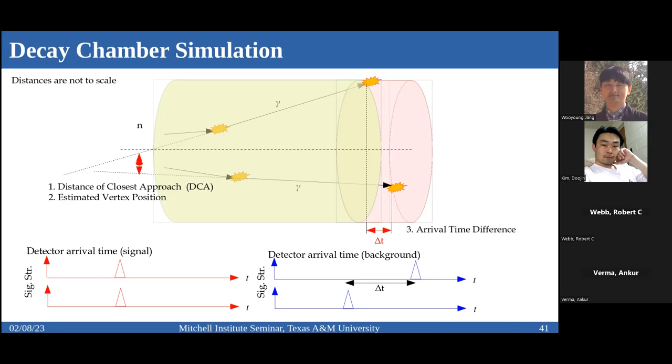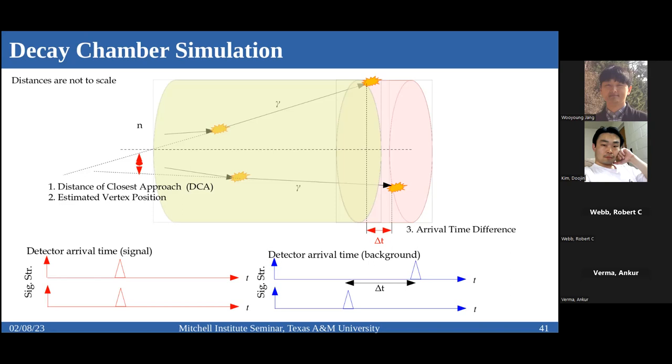And we also estimate the vertex position. So if these two extrapolated tracks do not meet inside the dump, then those two photons are not related to the ALP signal, so we can reject those events. This is another effective cut to remove those beam related neutrino induced photons.